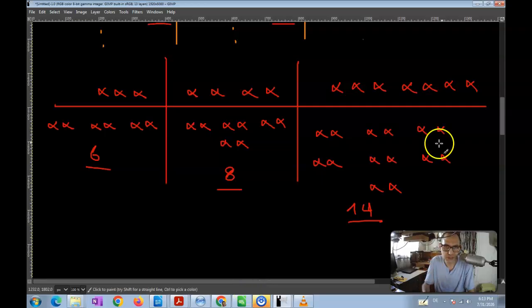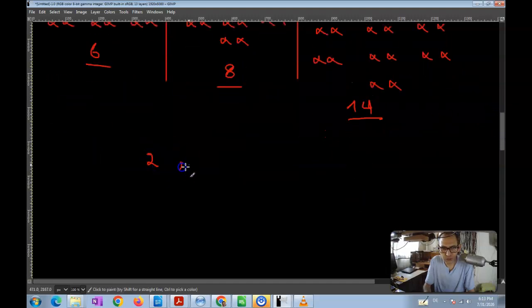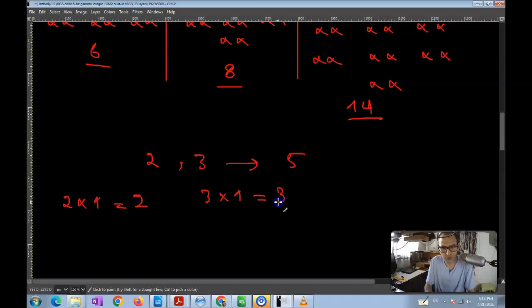Meaning that, for example, you can use the multiplication table of 2 and, for example, 3 to make the multiplication table of 5, because essentially 2 plus 3 is equal to 5, right? Meaning, for example, 2 times 1 is equal to 2, and 3 times 1 is equal to 3, and 5 times 1 is equal to 5.